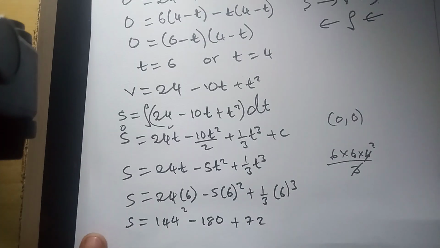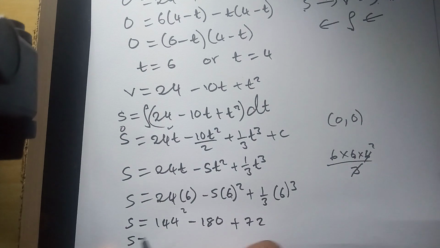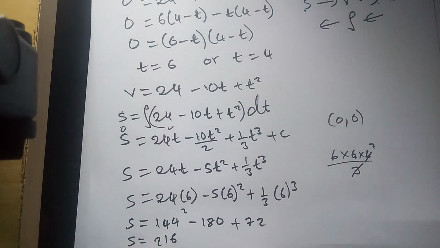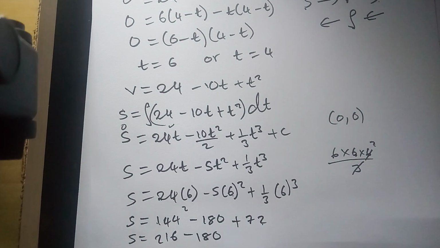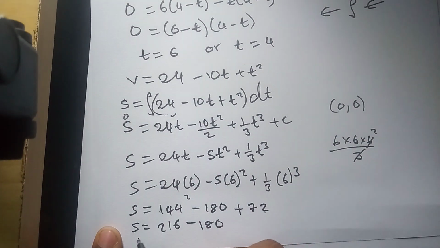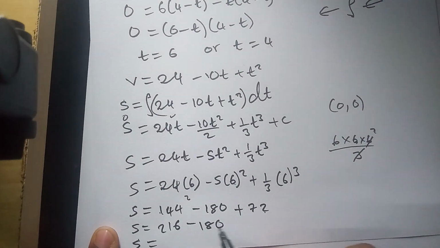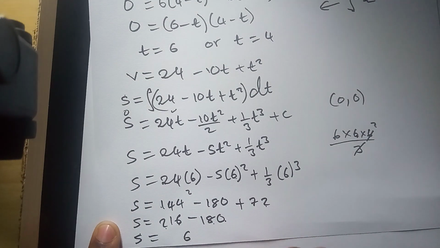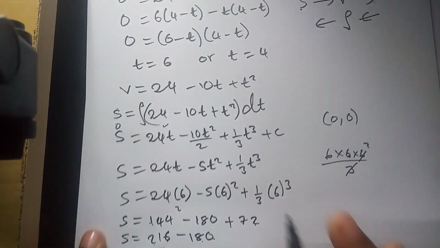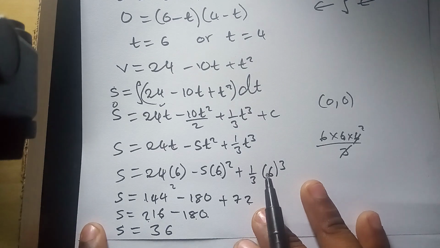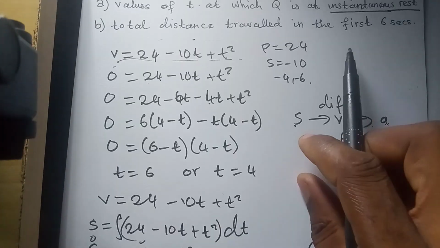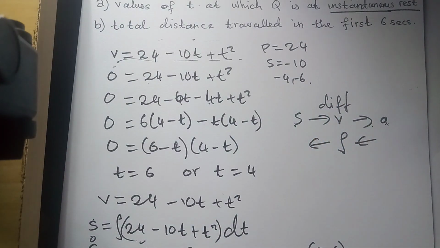So you have this, and then we can simplify. Let's start by adding: 144 plus 72 is 216, minus 180. When you subtract these, you have 6 minus 0, and then 21 minus 18, so this is 36. So this is our total distance traveled in the first 6 seconds. And you are done.